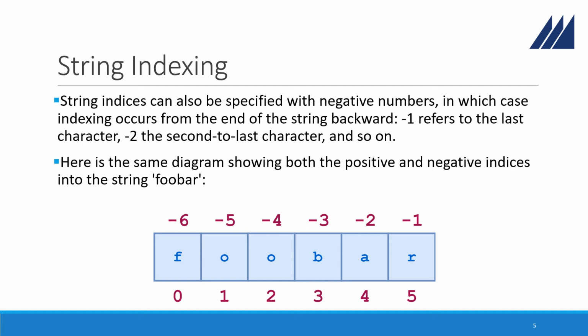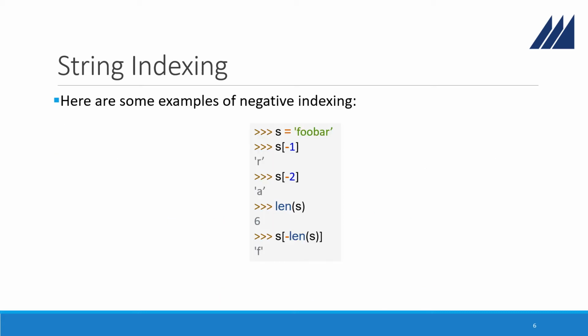As you probably notice over here, there's a relationship between the negative index of the first character and the length of the string. The length of this string, as you can see, is 6 characters. And the negative index of the first character in this string is going to be negative the length of my string. Take a look at this example over here, using the negative indexes.